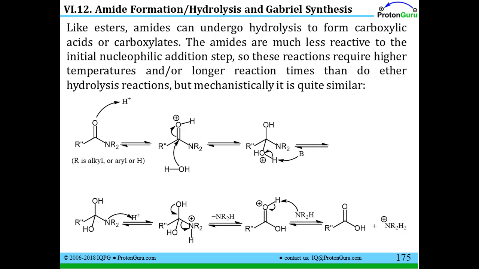You may also remember from our previous lesson, lesson 6.12, that esters can undergo acid-catalyzed hydrolysis or base-catalyzed hydrolysis to give you carboxylic acids. Well, amides are the least reactive of the carbonyl functional groups we talk about, but they can also undergo acid-catalyzed hydrolysis, just like the esters do. It usually just takes a little bit higher temperature to accomplish this.